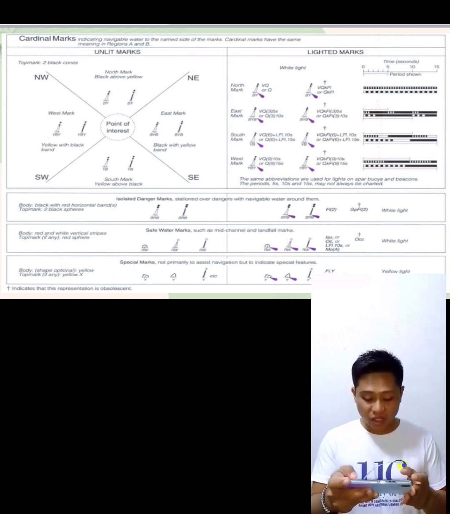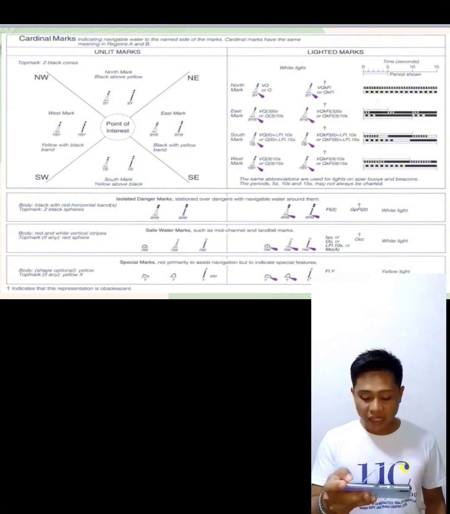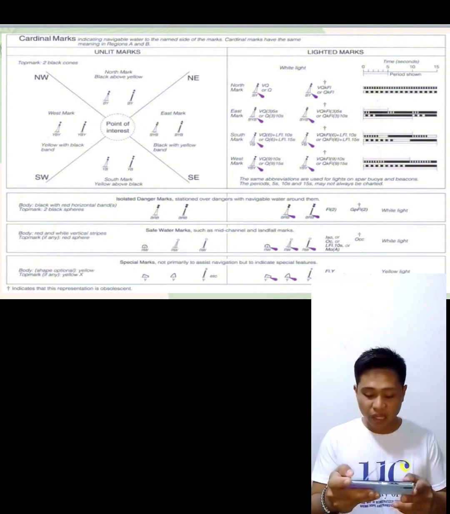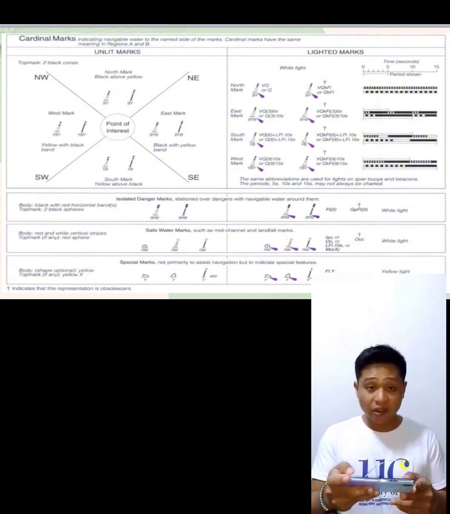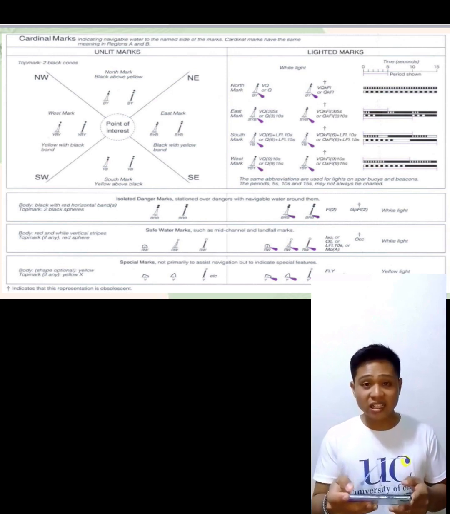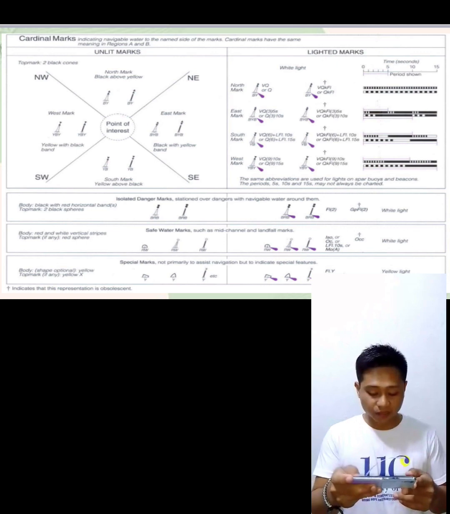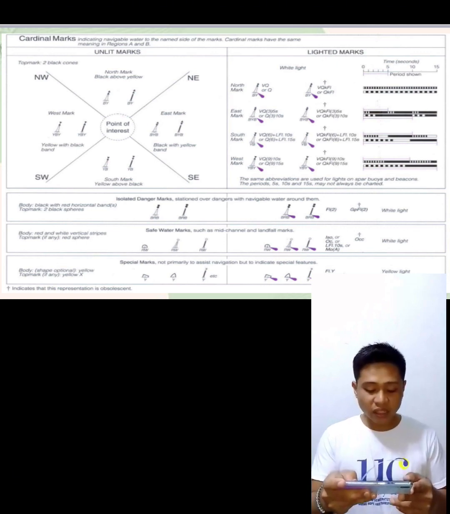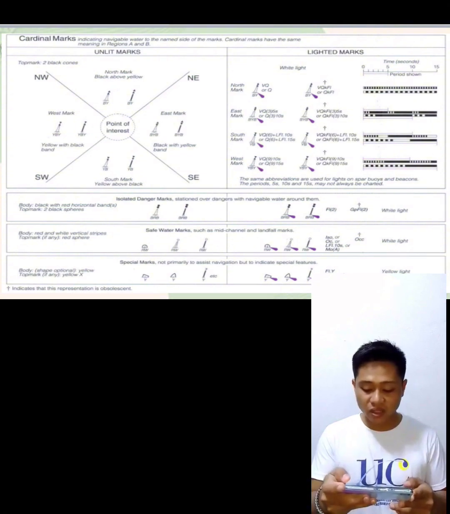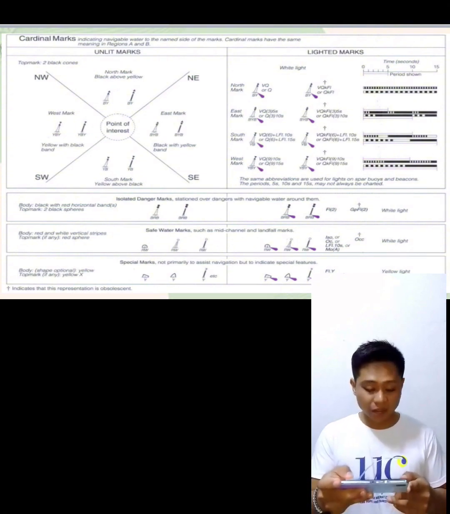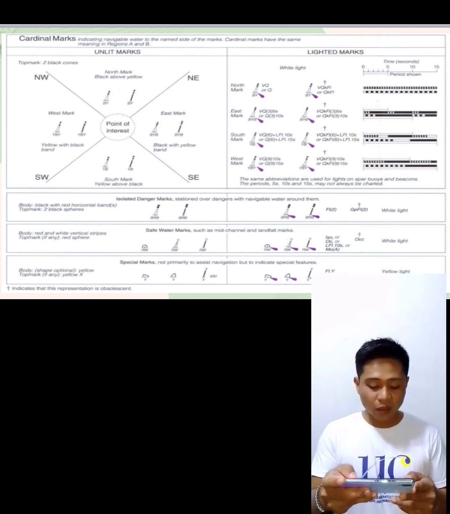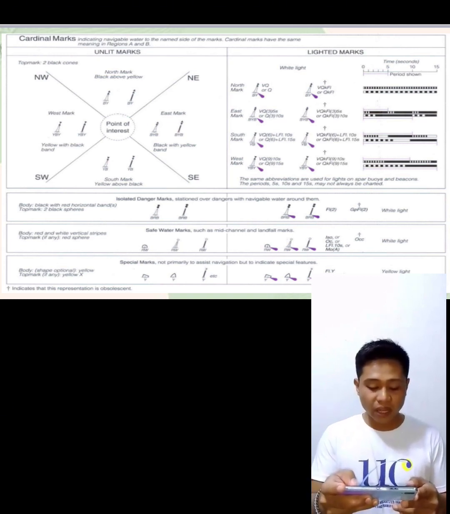The same abbreviations are used for light or spar buoys and beacons. The periods are 5 seconds, 10 seconds, 15 seconds, or may not always be charted. An isolated danger mark is stationed over dangers with navigable water around them. The body of the isolated danger mark is black with a red horizontal band, and the top mark has 2 black spheres.